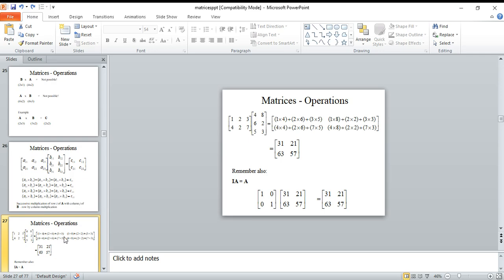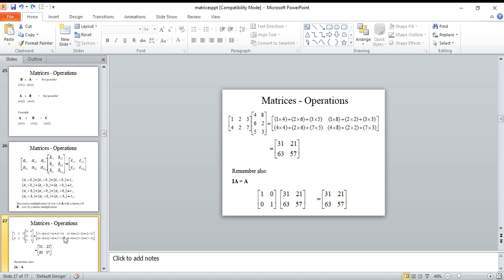Multiply the first row with the first column. The first row is 1, 2, 3, and the first column of the second matrix is 4, 6, 5. Multiply the first row and first column: 1 into 4 plus 2 into 6. Is it clear? Next, the third element is 3 into 5.